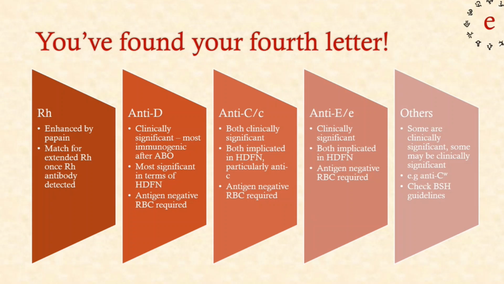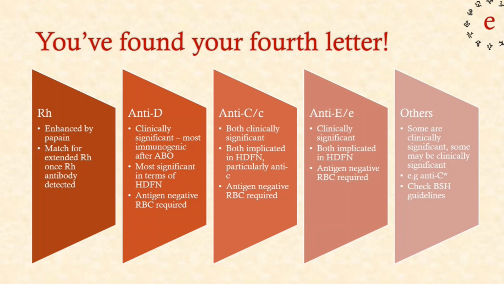So your big C and your little c, these are both clinically significant and they're implicated with HDFN, particularly anti-little c, which will probably be the next one that you would see after D. And again, antigen negative blood is required. Then you've got your anti-big E and your little e. So your little e is the one we've just found. They're both clinically significant, implicated in HDFN, and again, antigen negative blood required.